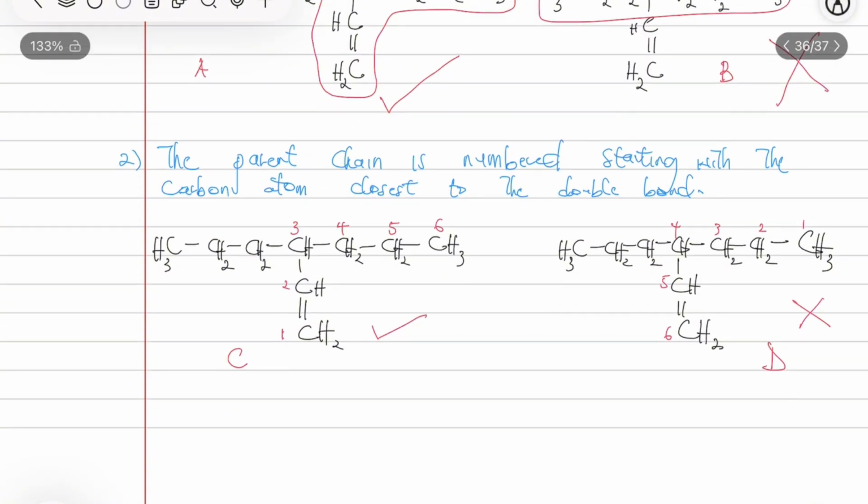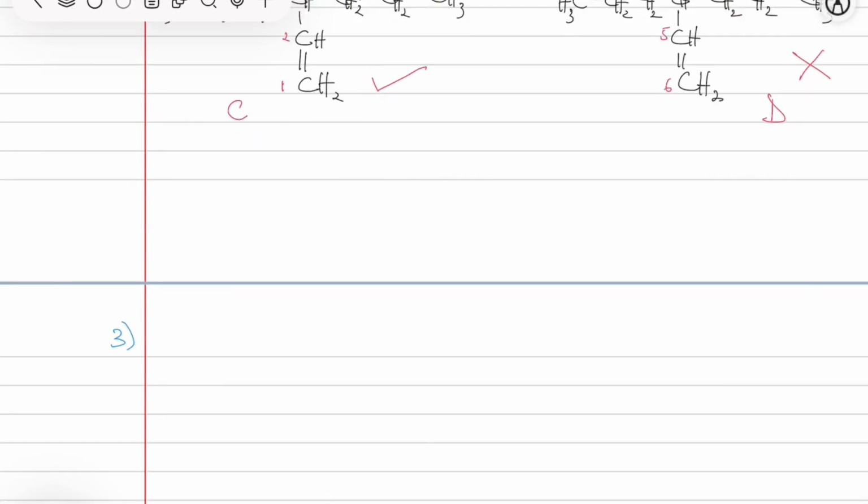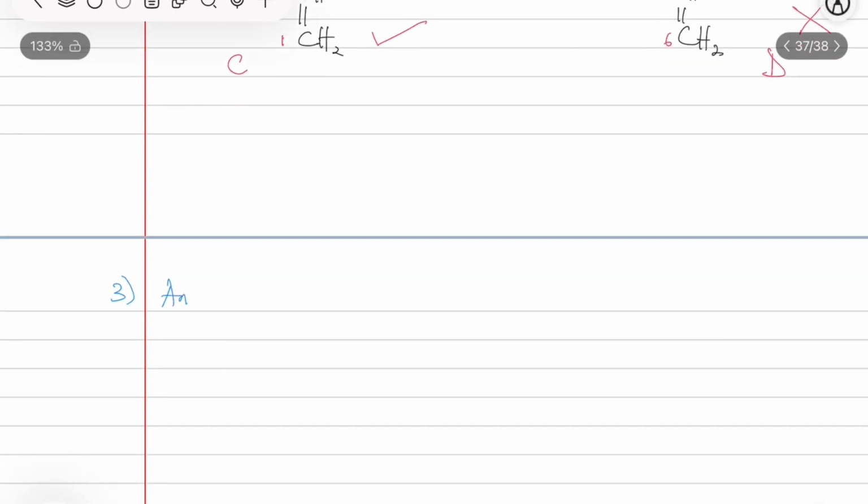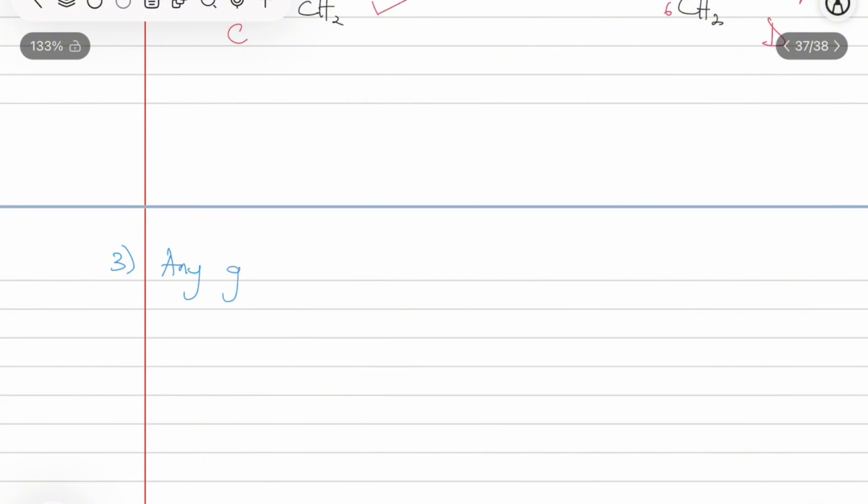So in numbering the parent chain, we have to use the method illustrated in compound C in such a way that the double bond gets the least position in the parent chain. So numbering of compound C is correct, while numbering of compound D is wrong. After mastering how to number the parent chain, we can now proceed to the third step of naming an alkene.